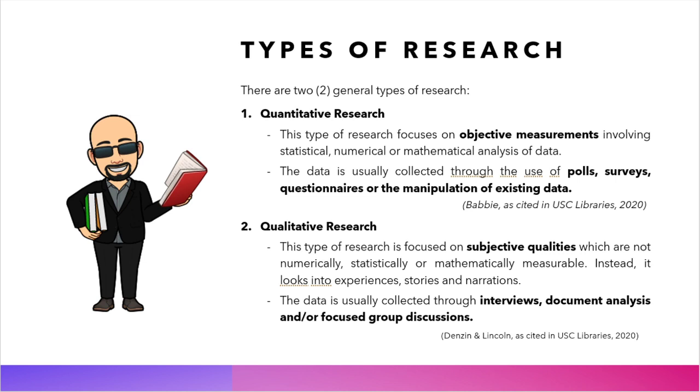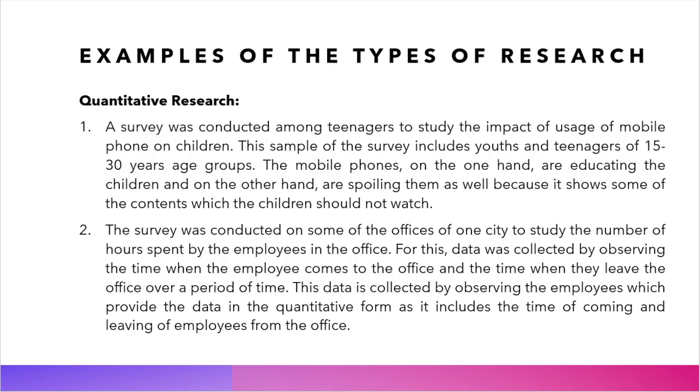Okay, so these are just some of the differences and some of the unique characteristics that we can find in each of the types of research. So let's dig deeper. Okay, let's try to look at specific examples of researches under each type. So for quantitative research, the first example would be a survey was conducted among teenagers to study the impact of the usage of mobile phones on children. And this sample of the survey includes youth and teenagers of 15 to 30 years of age.